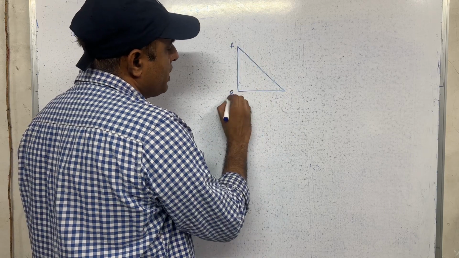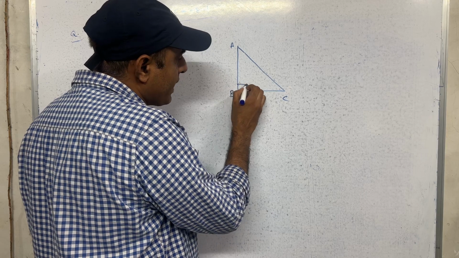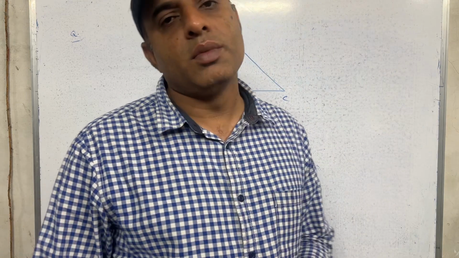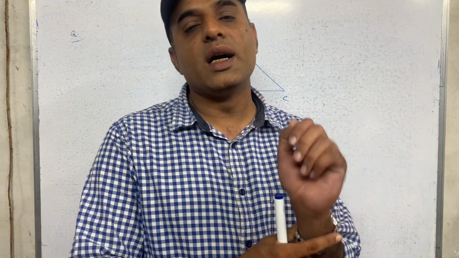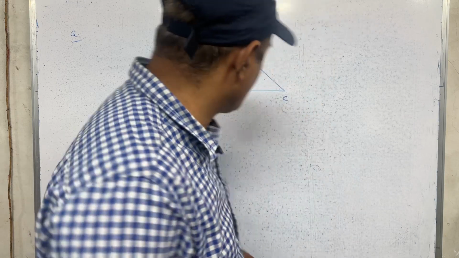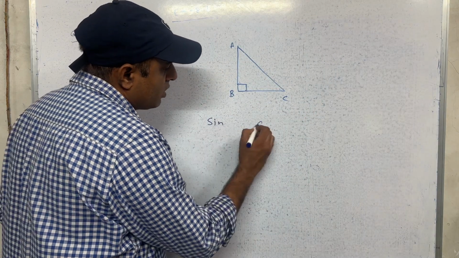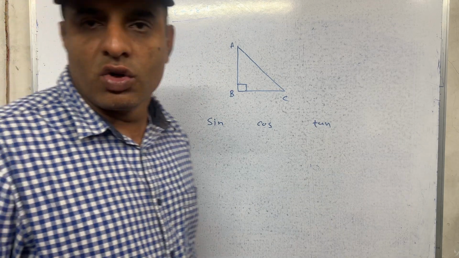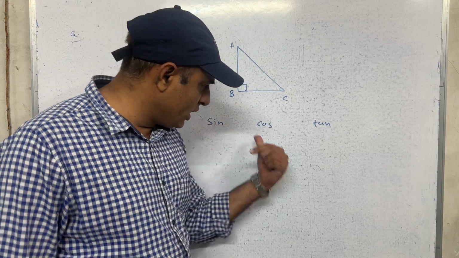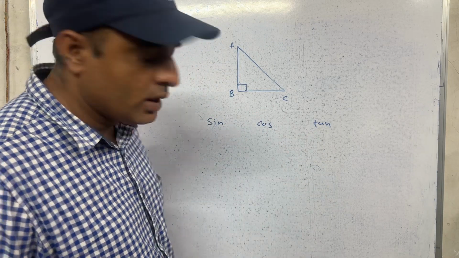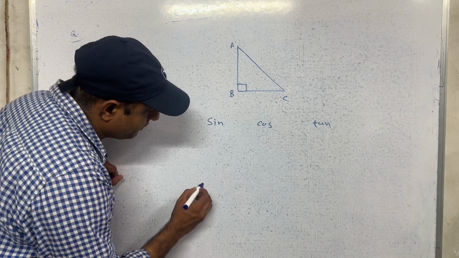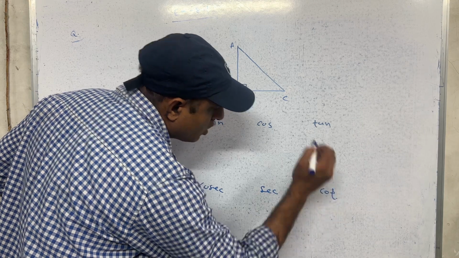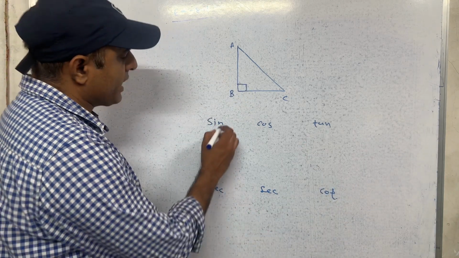Suppose A, B and C. So the triangle is right angled at B. Now let me introduce you to some trigonometric functions. They are sine, cos and tan. There are mainly 6 trigonometric ratios. I have mentioned 3 here: sine, cos and tan, and another 3 are cosec, sec and cot. And I'm writing theta, that is angle, here.